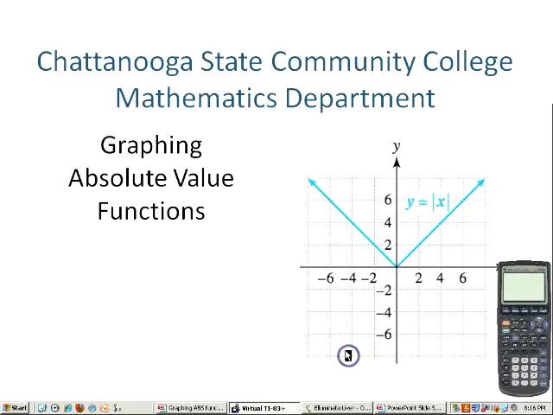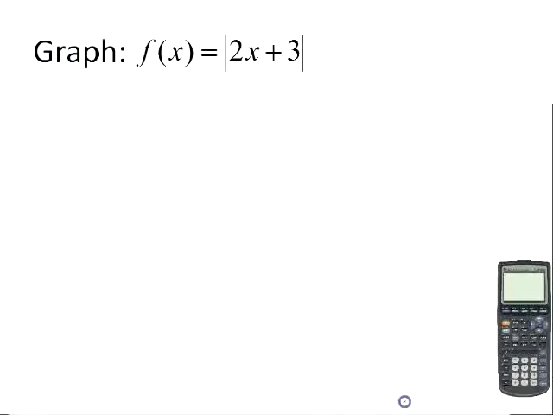We will learn how to graph absolute value functions. The first problem that we're going to look at is the function, the absolute value of 2x plus 3. Our first step is to come up with points that satisfy this equation.